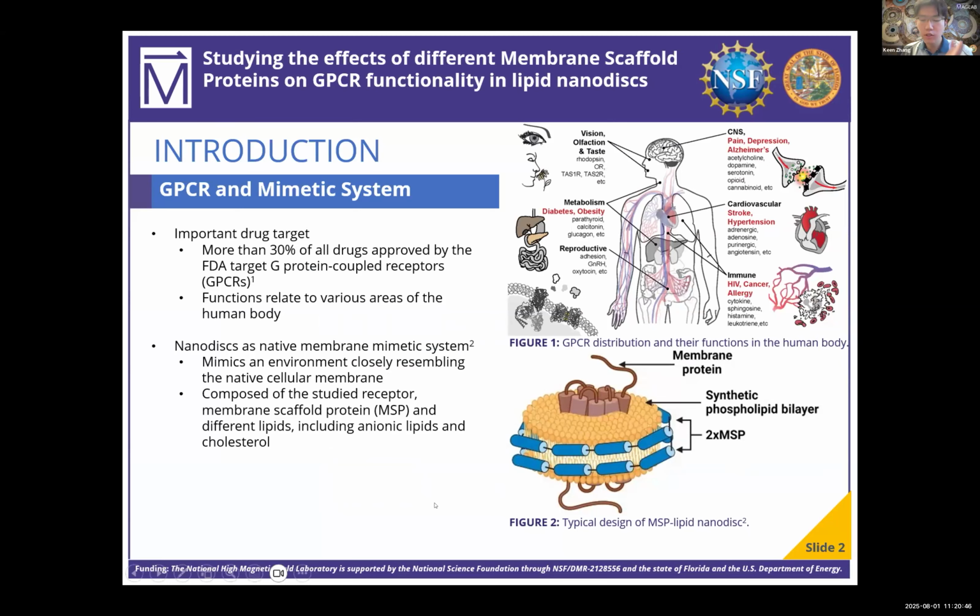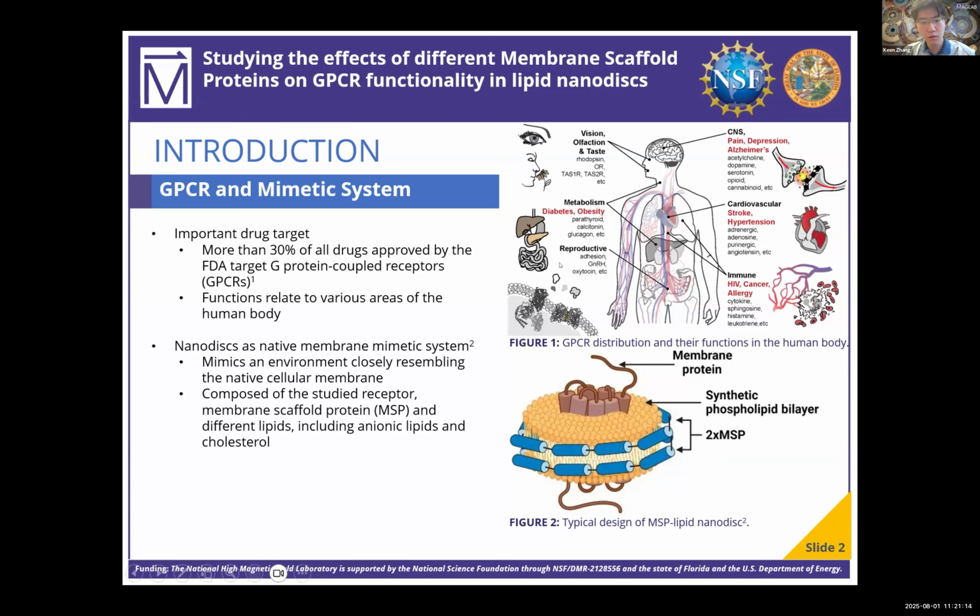Yes. Okay. So we use nanodiscs as a tool to study GPCRs by introducing the membrane protein in this molecular sushi, per se. The membrane scaffold protein will serve as a molecular belt that encloses the synthetic phospholipid bilayer that will include compositions that are closer to the native human cellular membrane. We can introduce anionic lipids as well as cholesterols.